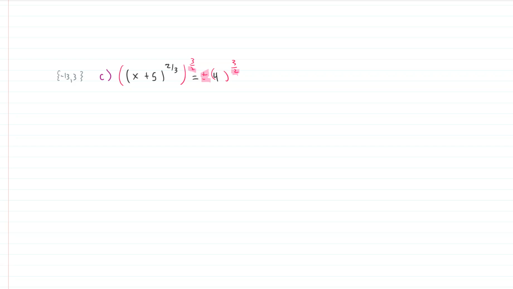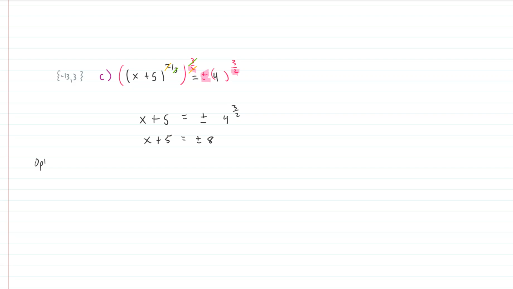On the left, we have canceling of the 2's and of the 3's in the fractional exponents. We're just left with x plus 5 equals plus or minus 4 raised to the 3/2 power. What is 4 raised to the 3/2 power? I think we just did that in our last example. The square root, the 2 in the bottom, the square root of 4 is 2, and 2 cubed is 8. So this is really x plus 5 equals plus or minus 8. So let's do both options.